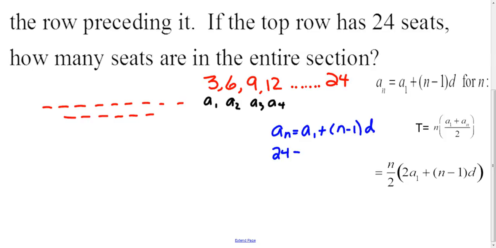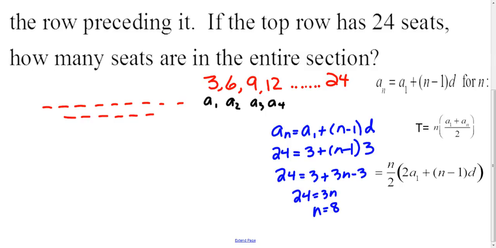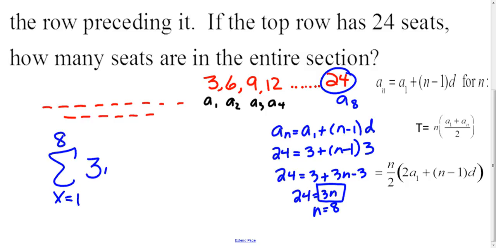My last term is 24, my first term is 3, and my constant difference is also 3 because I'm jumping by 3 every time. So if I simplify that, I get 24 equals 3n, and n is 8. So this last term right here is the 8th term. What that means is this. I am going to do my sigma notation. I'm adding up the first term to the 8th term, and then my sequence, which I already simplified over here, was 3n. So that's what I'm going to put in right here. That's how I would write that in sigma notation.